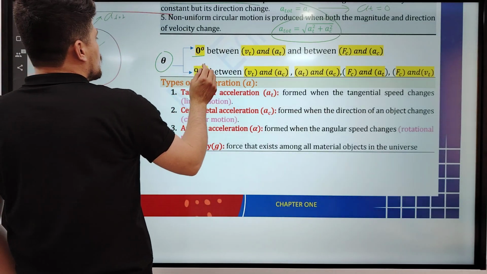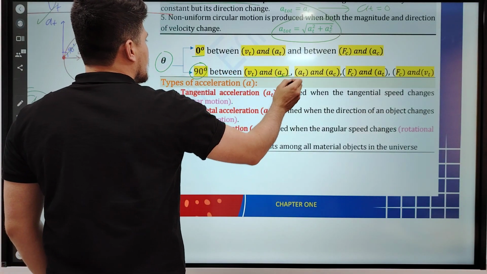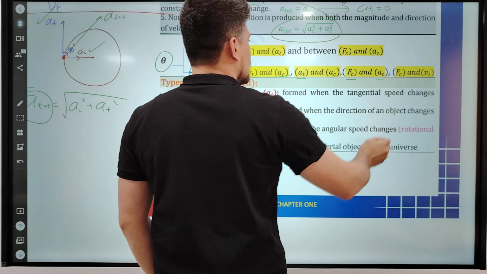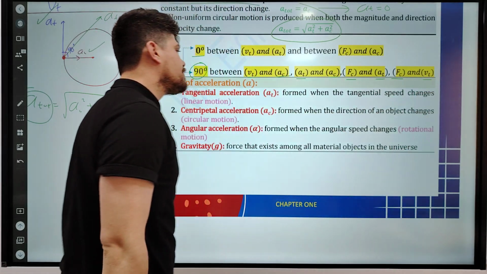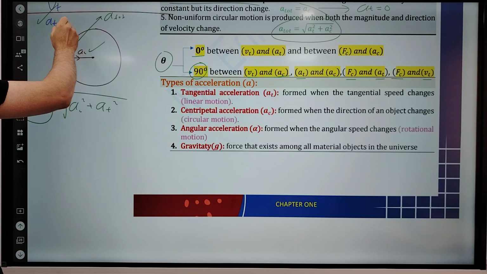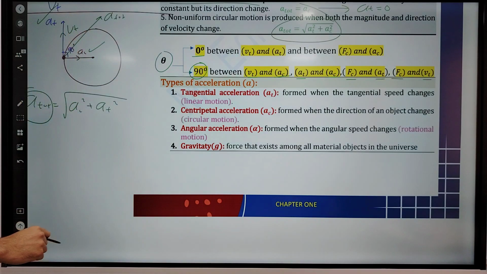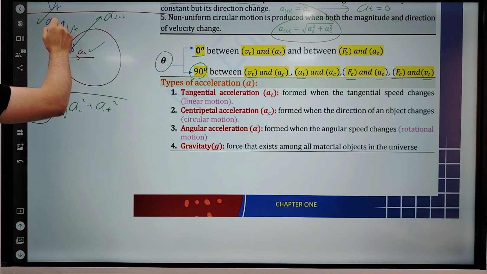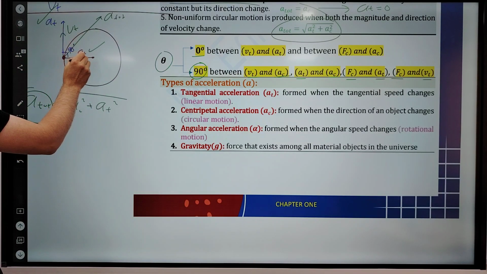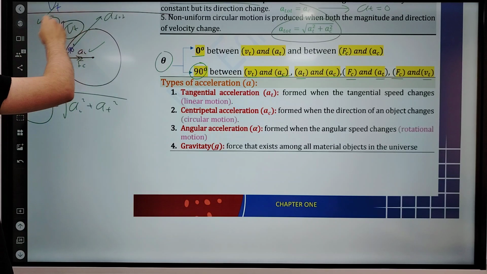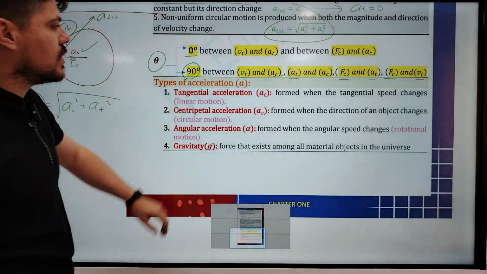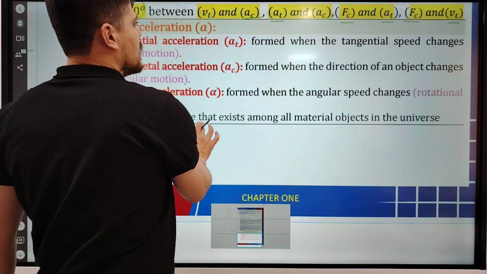So the angle is equal to 90 between what? VT and AC, AT and AC, FC and AT, FC and VT. VT and AC: this is VT and this is AC, perpendicular. AT and AC are also perpendicular. FC and AT are perpendicular, and with VT also perpendicular. The types of acceleration are repeated here, okay?